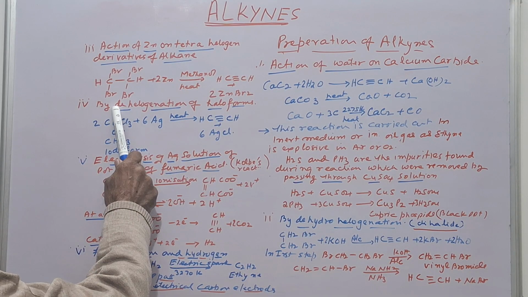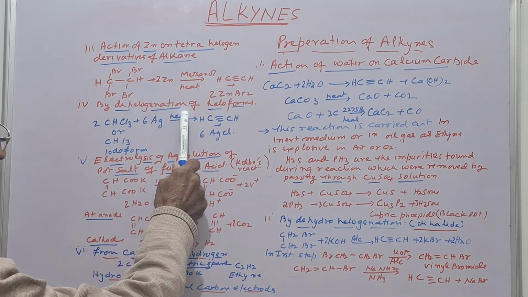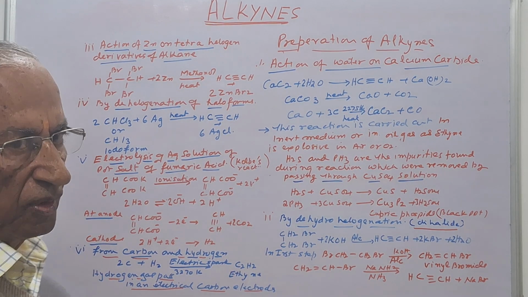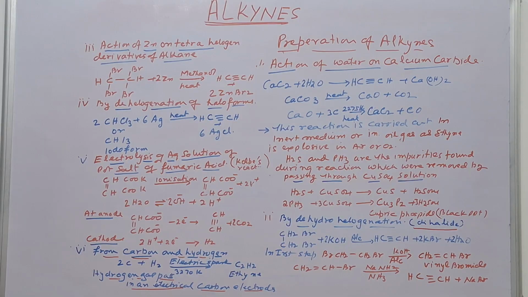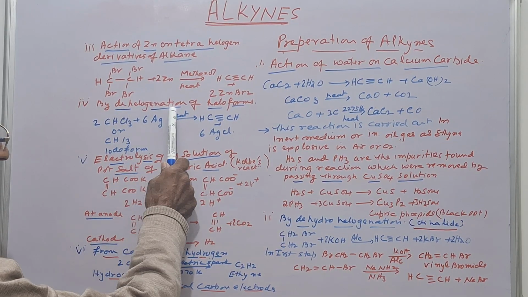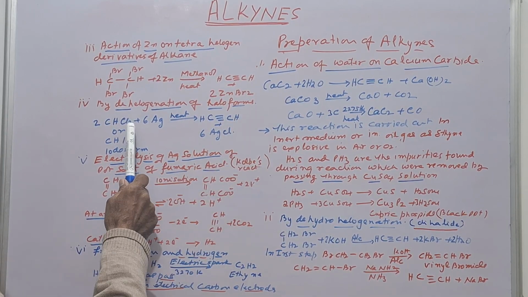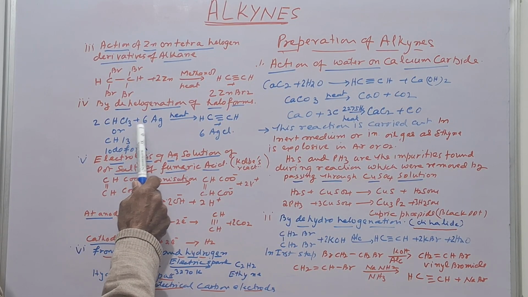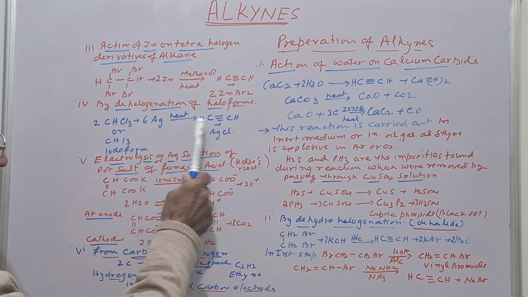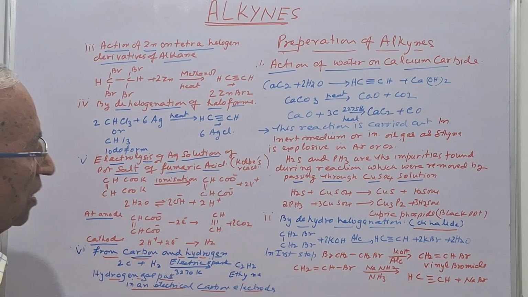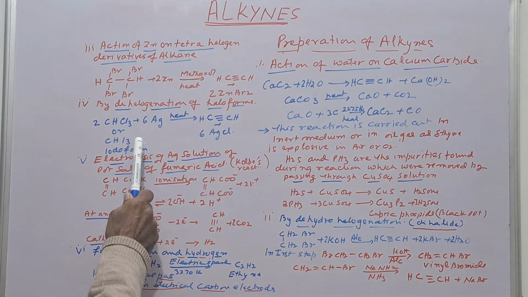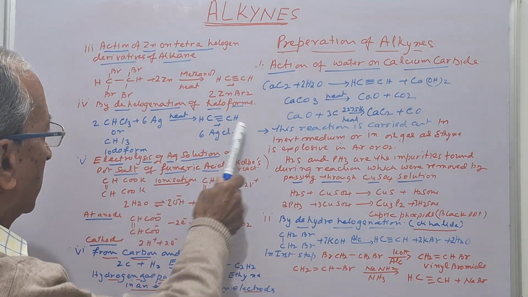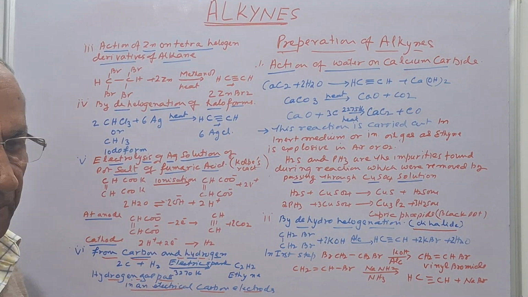And then is dehalogenation of the haloforms. Haloforms are chloroform and iodoform. By dehalogenation of the haloforms, that is chloroform or iodoform, when heated with silver, they form ethyne and silver chloride. In the same way, when iodoform is heated with silver, it forms ethyne and silver iodide.